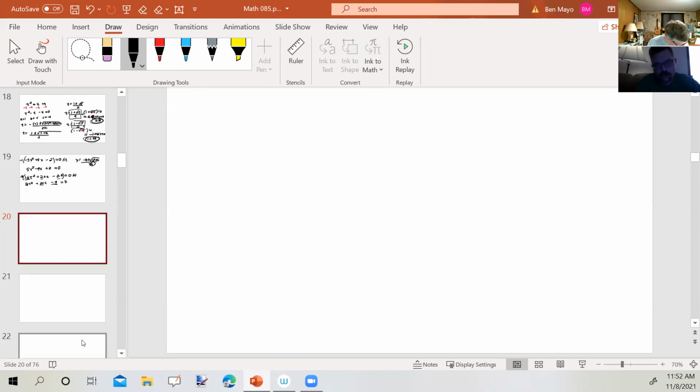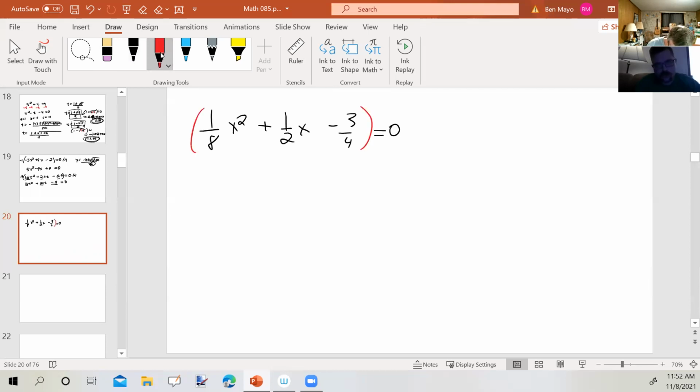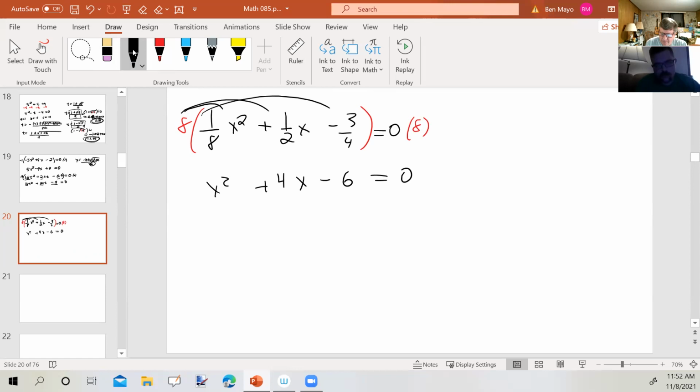All right, let's say I've got this situation. 1/8 x squared plus 1/2 x minus 3/4 equals 0. This is a quadratic equation. It's in standard form. A is 1/8, B is 1/2, and C is negative 3/4. How about we come in and we multiply both sides by the least common denominator, and we get x squared plus 4x minus 6 equals 0. Okay. So now A is 1, B is 4, C is negative 6.